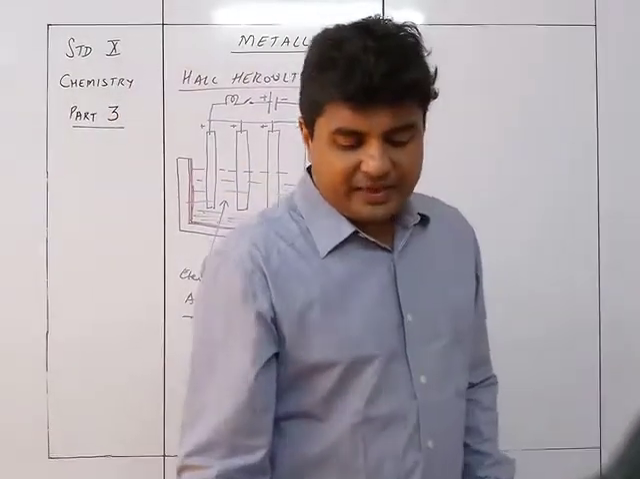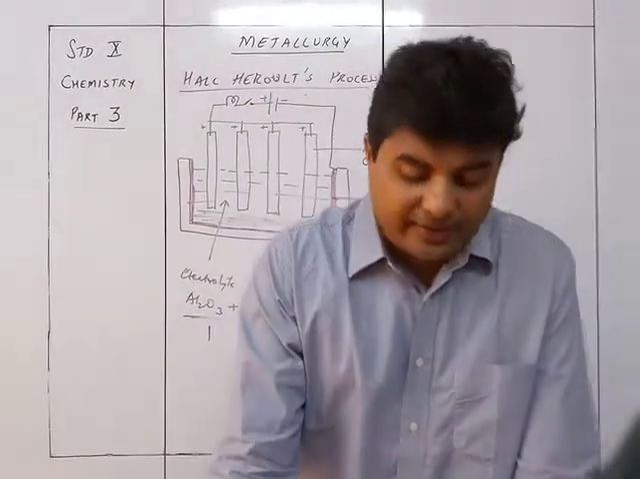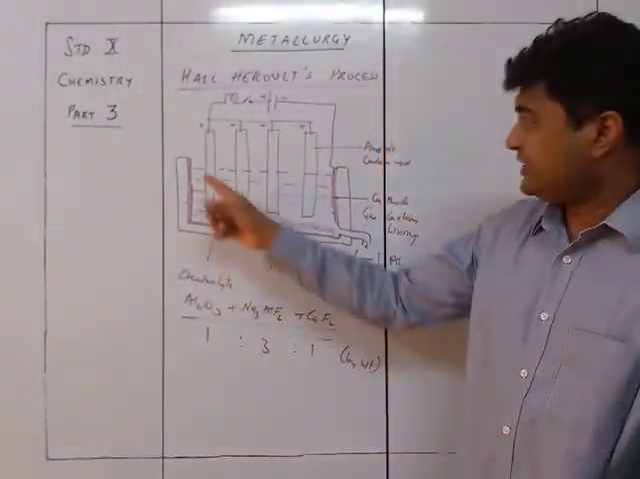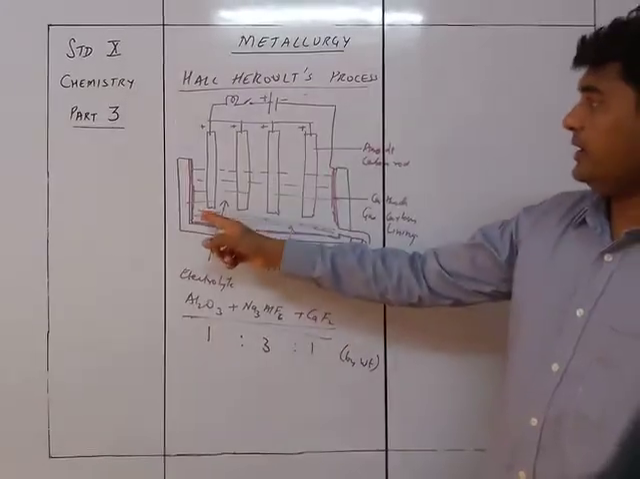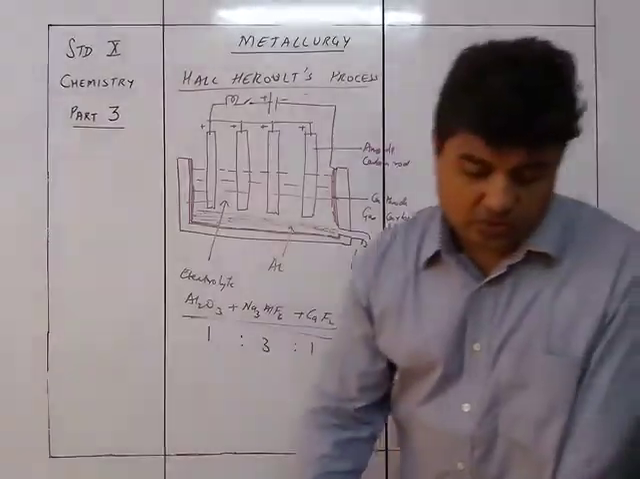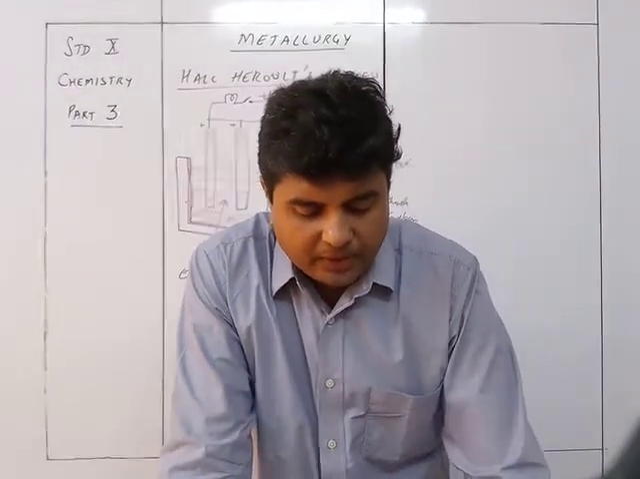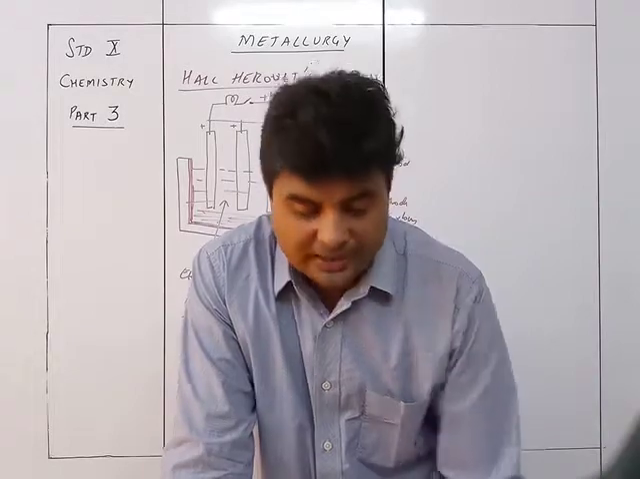The electrolytic cell is a rectangular steel tank with a carbon lining. The cathode is the carbon lining, the gas carbon of the cell. And the anodes are the thick carbon rods, graphite, attached to the copper clamp and dipped in the fused electrolyte.